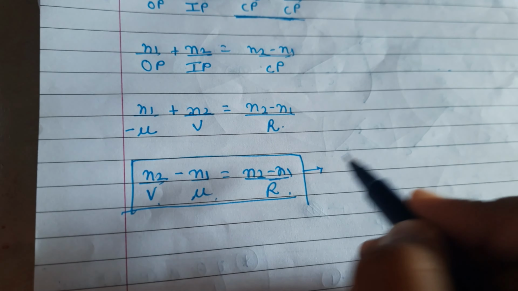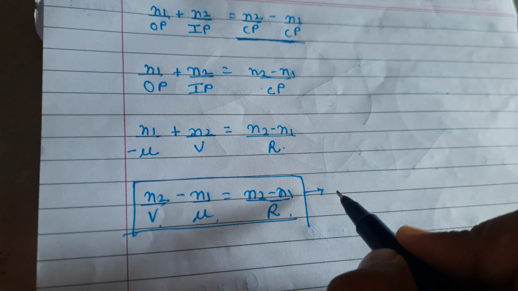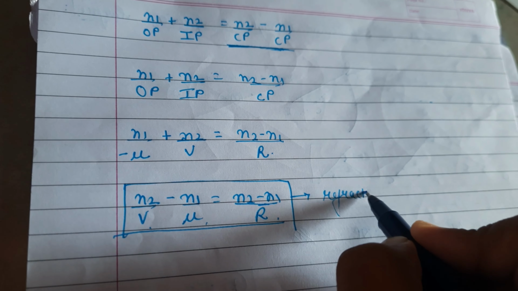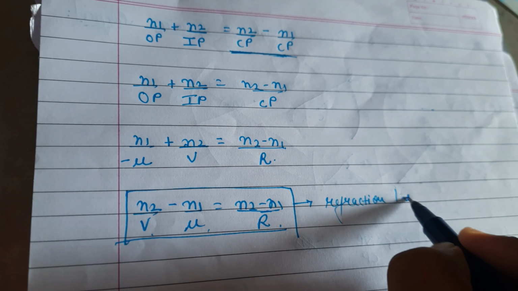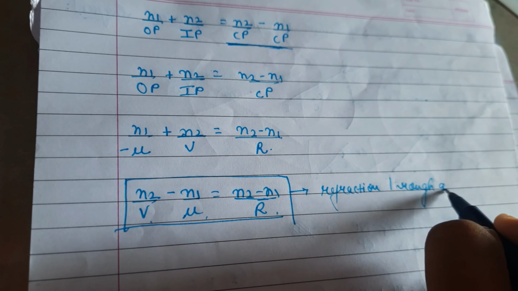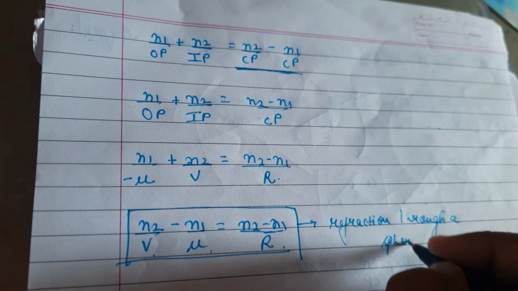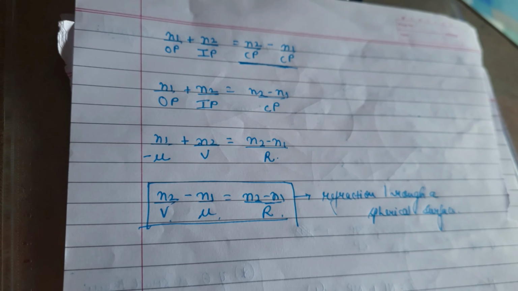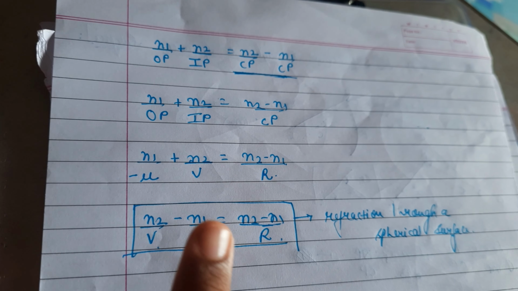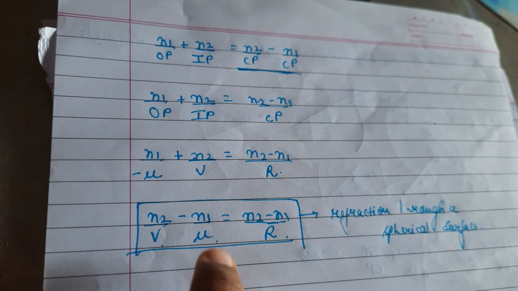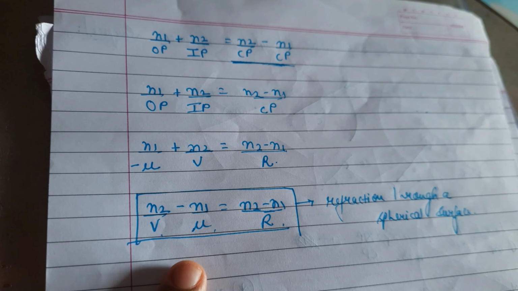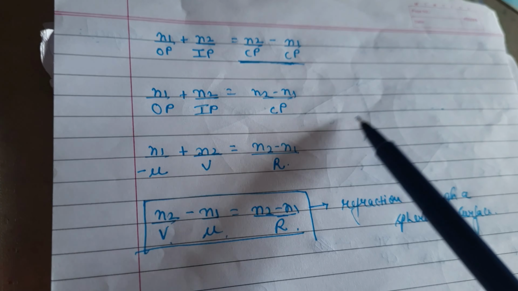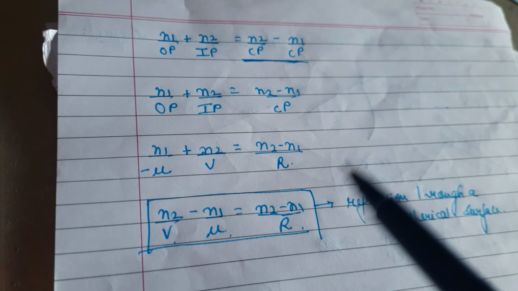This formula is used when any ray is refracted through a spherical surface. Refraction through a spherical surface. And this derivation is very important, because after you learn this derivation, the lens maker's formula derivation will be very easy for you, because it just requires this concept only.